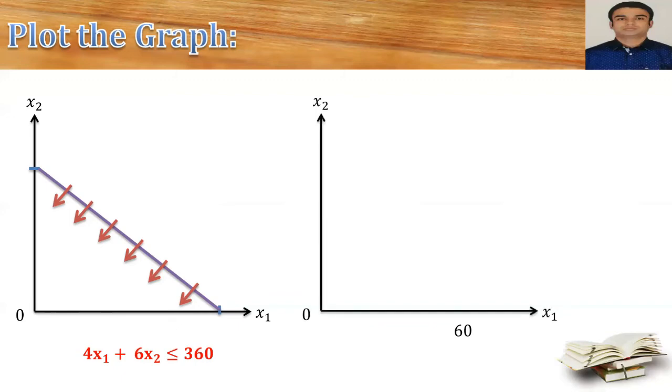Now the second line is 3x1 is greater than or equal to 180. It means for every value of x2, x1 is 60. So draw a line parallel to the x2 axis. For every value of x2, x1 is 60, because this line does not depend on the variable x2.